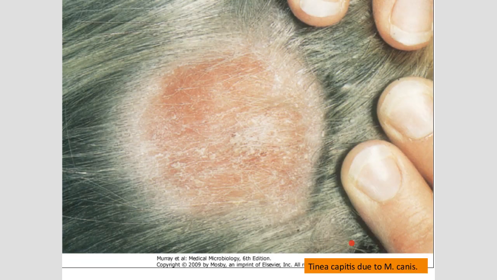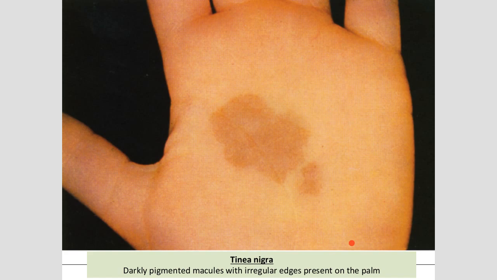Tinea capitis again will show baldness over here in terms of patches, other than the normal testosterone effect in males, which is more of a genetic issue. These occasional patchy lesions on the skin that you will see are especially from Tinea capitis by M. canis. Interestingly, this is a darkly pigmented macule, and again it is Tinea nigra, and you can see it can also appear on the hand, right?